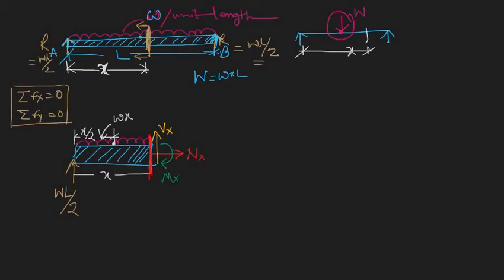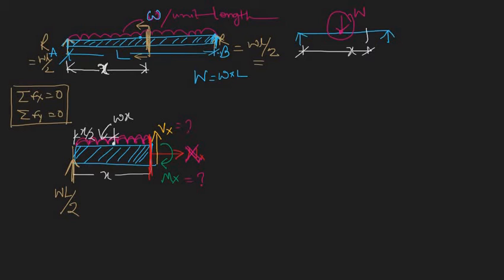But now you can see there is no horizontal force. All the forces are vertical. For example, this reaction is acting vertically, and the resultant UDL is also acting vertically downward. So there is no horizontal force, and you can simply ignore the component Nx. So we have two unknowns, Vx and Mx.